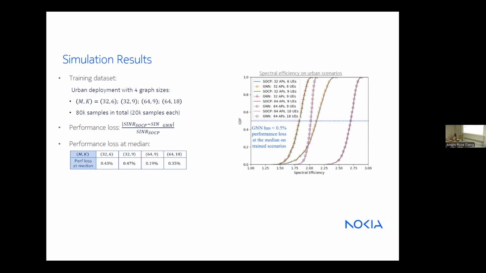And we use about 80,000 samples, so 20,000 in each case, of the optimal power that we could obtain using the second order cone program. Using this, we trained the network and then we measured the performance loss, which is defined as the SINR from the optimal minus the SINR from the GNN. And we see that the performance loss on the trained scenarios is obviously very good, otherwise I wouldn't be presenting the work. It's less than 1%. So this is fine. The network can be trained to work fine.